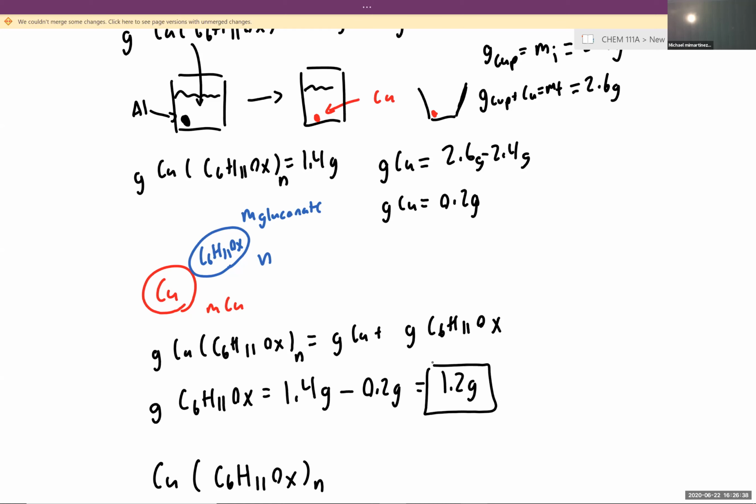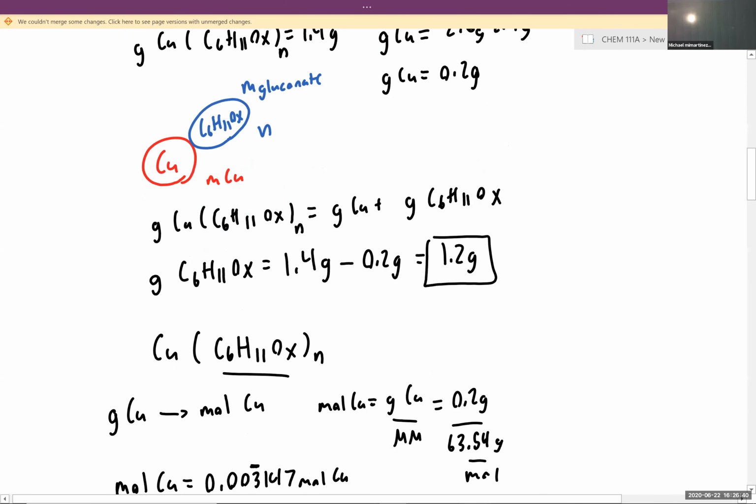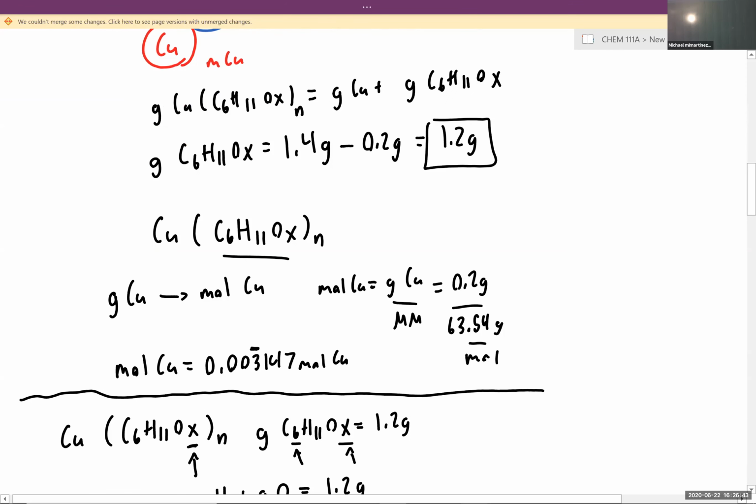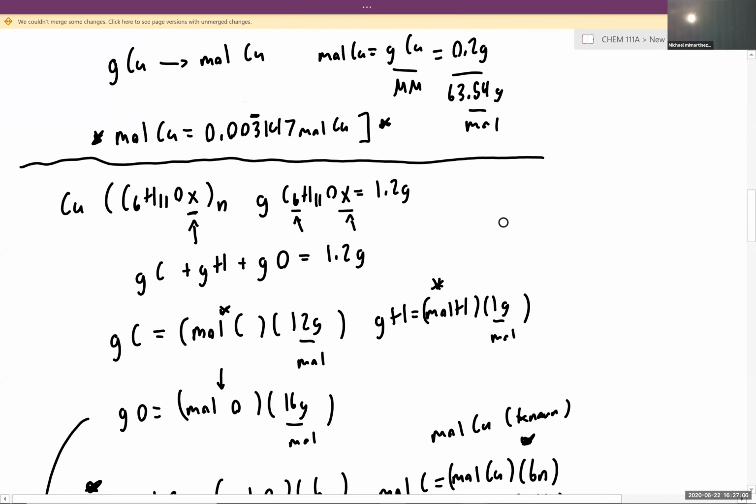Okay. Now, through a series of algebraic manipulations, we know that given the mass of copper, we can do a mass mole conversion and calculate the moles of copper by taking the mass of copper over the molar mass. This is what we'll need for later. Okay, that's the easy part. These are the easy calculations. Now let's move to something a little more involved.